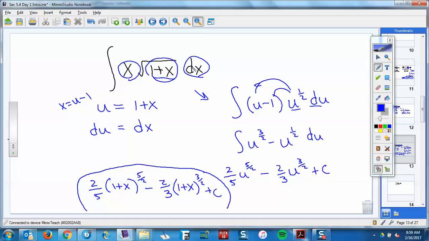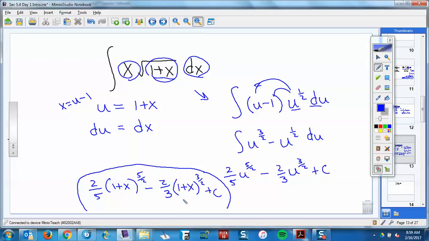You got to have the square root there. Yeah. So now you get u to the 3/2 minus u to the 1/2. Notice I still have my integral sign because I haven't done the antiderivative yet. All I've done is substitute and distribute. So now I'm going to do my antiderivative. I raise that up to 5/2, divide by 5/2, which is that. Raise that up to 3/2, divide by 3/2, is that. Put my 1 plus x back in.